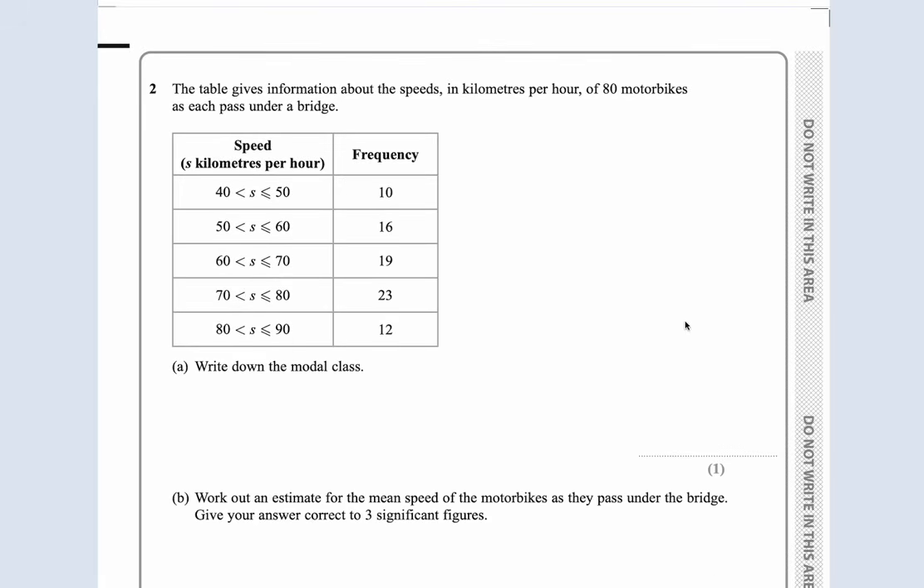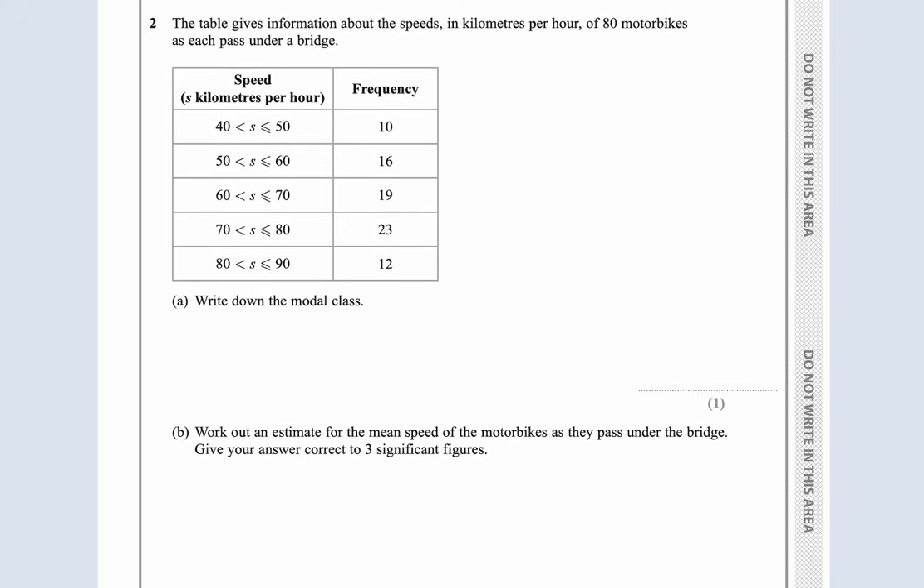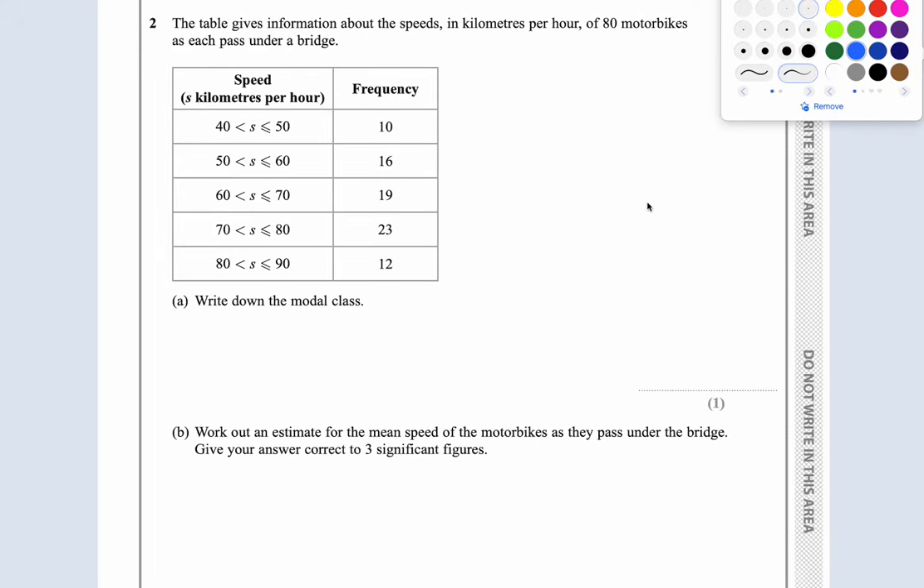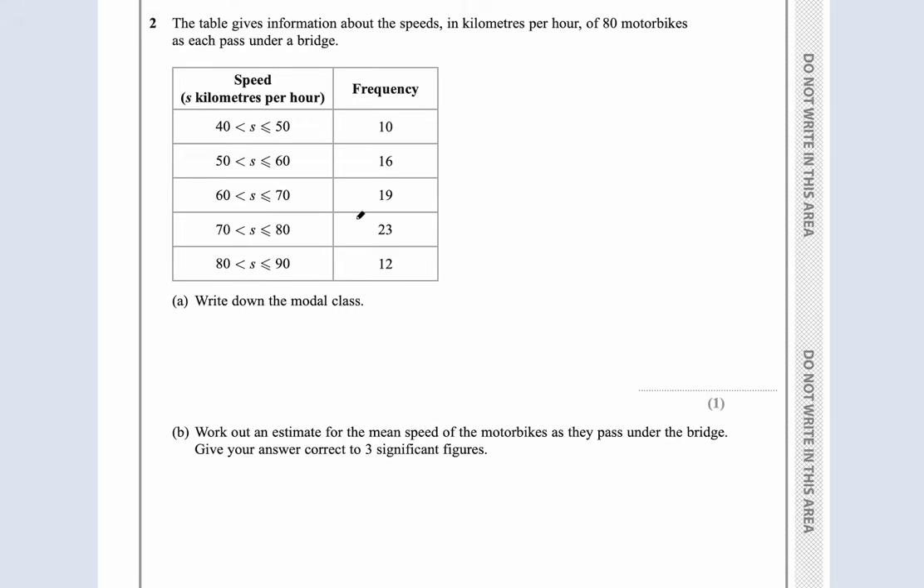Question 2. Okay, the table gives speeds for 80 motorbikes. Part A says write down the modal class. The modal class is the most common class. So these are the classes, and the one that happens the most frequently is the one with the highest frequency. This one, so that's the modal class. The 70 less than s less than or equal to 80. It's this interval. So this is the most common speed that motorbikes were passing.